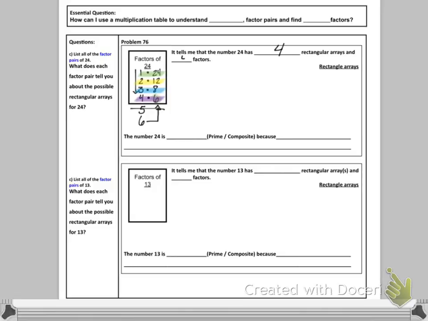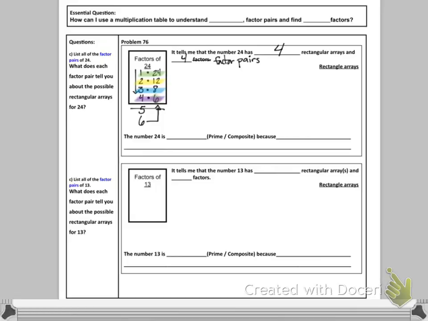And for factor, we need to make a change. It's okay, there's a mistake. It should say factor pairs. Please make the change in your notes. 4 rectangular arrays means there are 4 factor pairs.